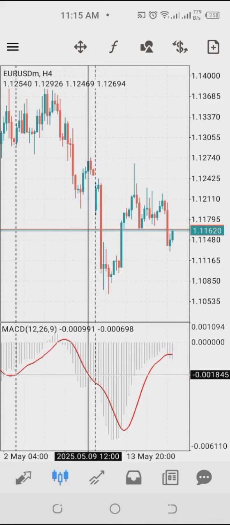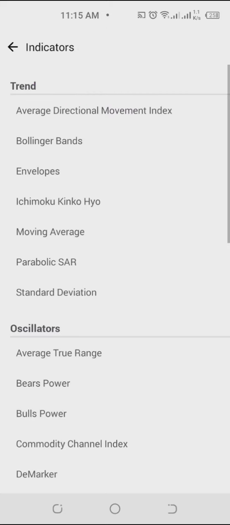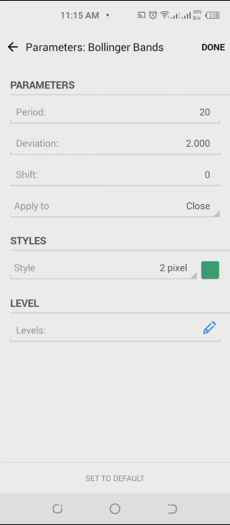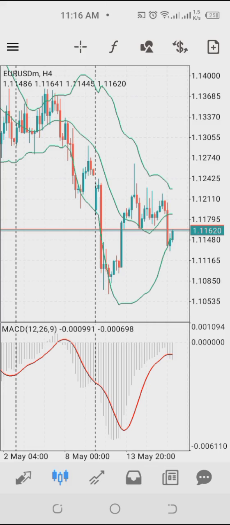The next thing I'm going to be adding is the next indicator, which is called the Bollinger Band. So this is the Bollinger Band, and I'm going to be working with parameters like the period 20, deviation 2.0, shift, apply to close, style, and all of that. Now, if you notice, I don't take my time to start explaining again the meaning or what these different indicators do, because I've done that in my previous strategy videos. So I just go straight to talking about how we apply them in the strategies.